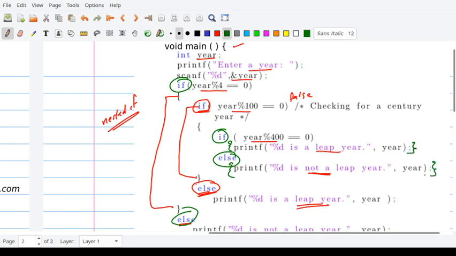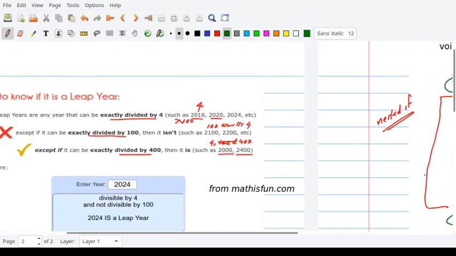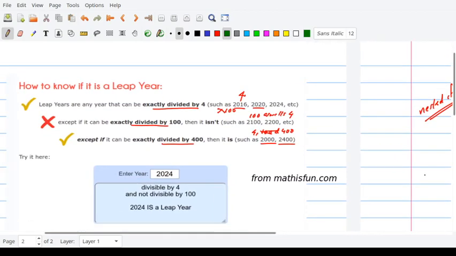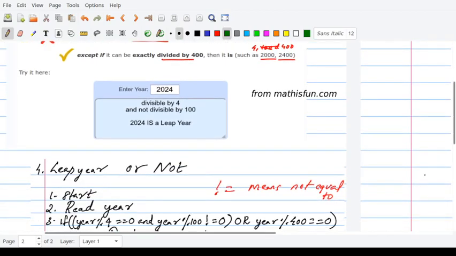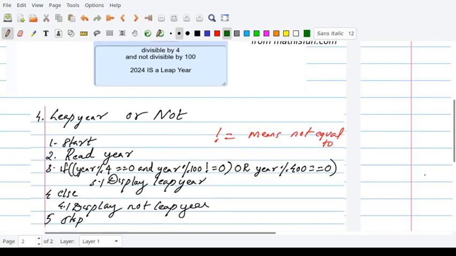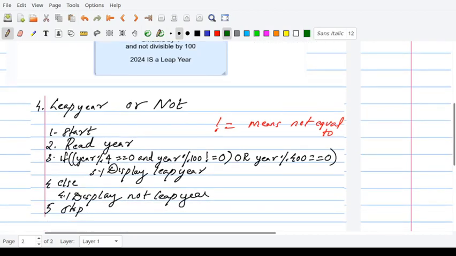Actually, we can write this program in a simpler way. I have written an algorithm for that here. You can change it into a C program from this algorithm. What we actually want to check: you start your algorithm, then you read the year, then you need to check whether your year is divisible by 4 and not divisible by 100. If your year is divisible by 4 and not divisible by 100, then it is a leap year.